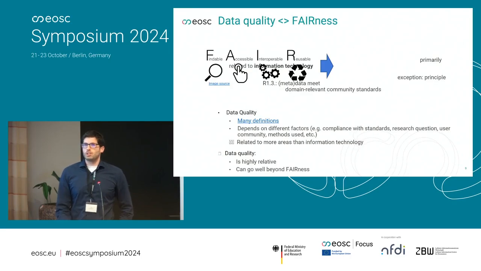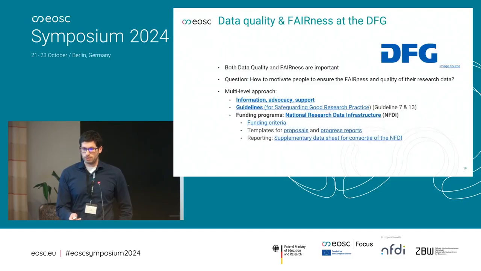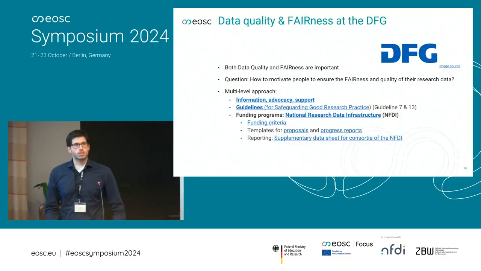And all these definitions have one thing in common. They say that data quality depends on many different aspects regarding who you ask. So it can depend on communities, on compliance with standards, etc., which means it is related to far more than information technological aspects only. Thus, we can conclude that data quality is highly relevant and can go well beyond data fairness. For us at the German Research Foundation, both data quality and fairness are very, very important.